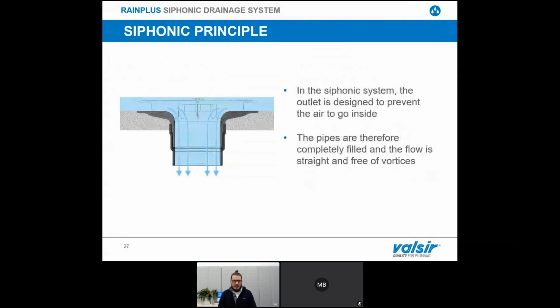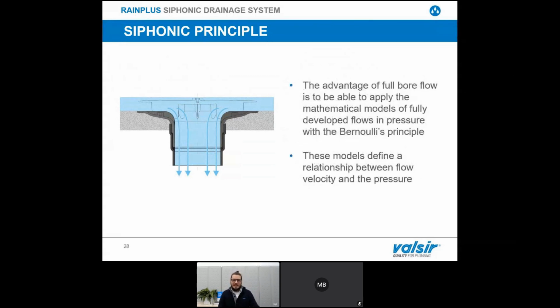But in a Siphonic system, thanks to the geometry of the outlet, we direct the water straight inside the pipe, avoiding the creation of the vortex. In this way, thanks to the anti-vortex plate, sooner or later we are going to have a completely full pipe of water.